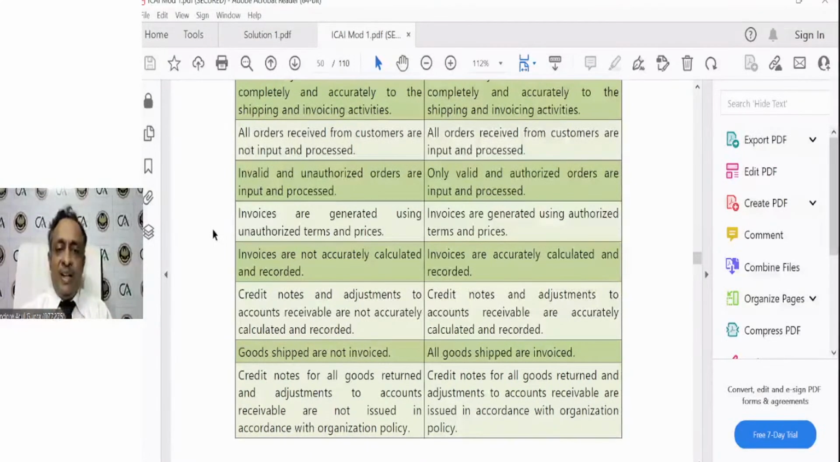Okay. And adjustments to AR are not accurately calculated, recorded. Again, this can be fraud and error. They have to be accurately recorded. Goods shipped are not invoiced. Again, this error is basically for non-integrated systems. This error is also an indicator of fraud, that you send goods and don't invoice. In a non-integrated system, the possibility of this fraud is very high because the person who is dispatching can hide that dispatch. Bill is not generated. In an integrated system, this issue does not arise. So the related risk of this is higher in a non-integrated system, so that much more effort has to be put.